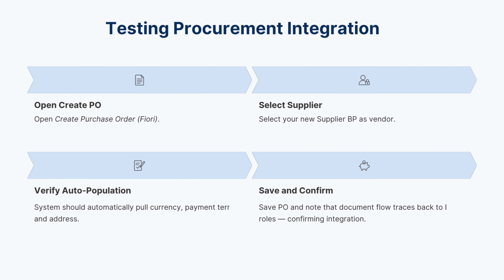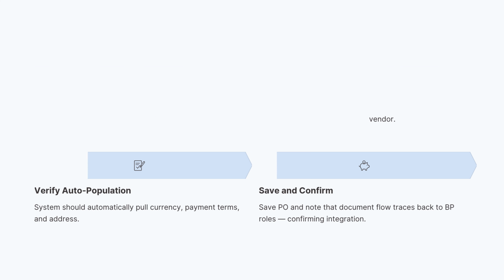Testing procurement integration. Back in Fiori, open Create Purchase Order. Select your newly created supplier as the vendor. You'll notice that payment terms, address, and currency auto-populate, all pulled from your BP configuration. Save the purchase order and review the document flow to confirm successful integration.